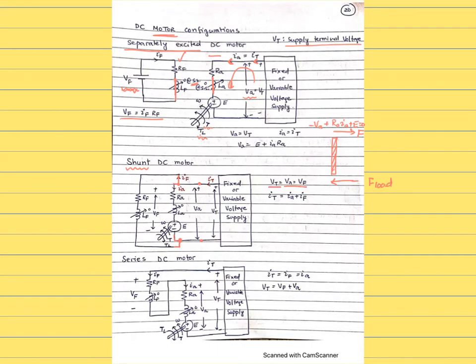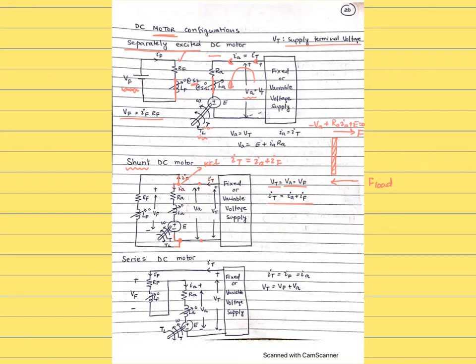Another thing which you can see if you apply KCL in here, so you're going to see the current entering is IT equals the two currents leaving, IA plus IF. Okay, so that's the second thing true for the shunt DC motor configuration.